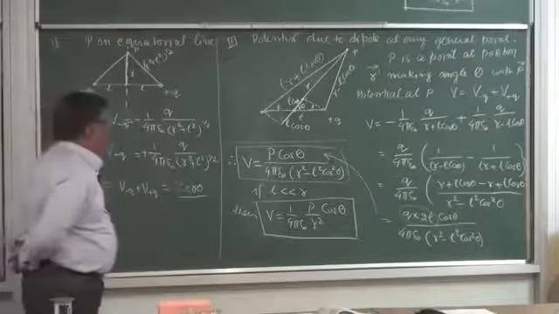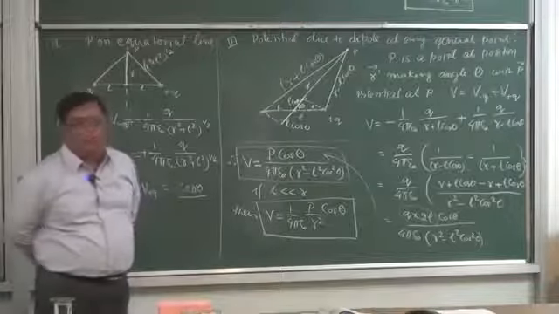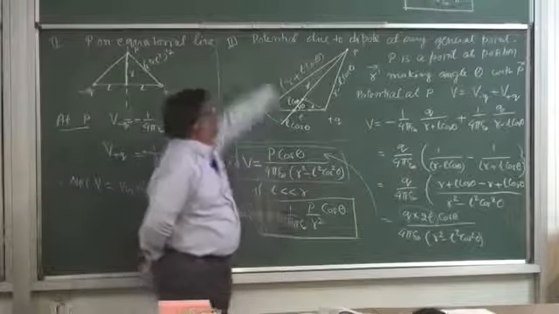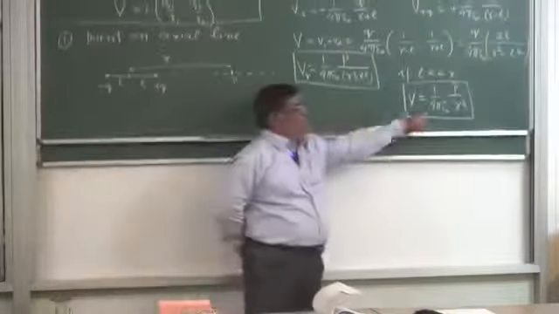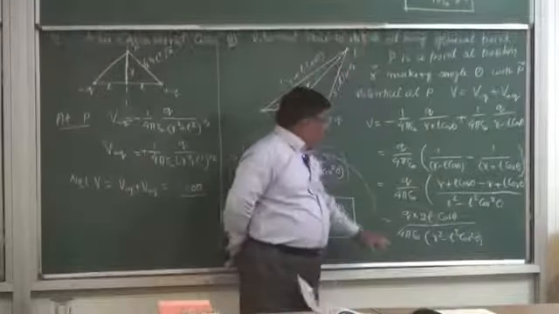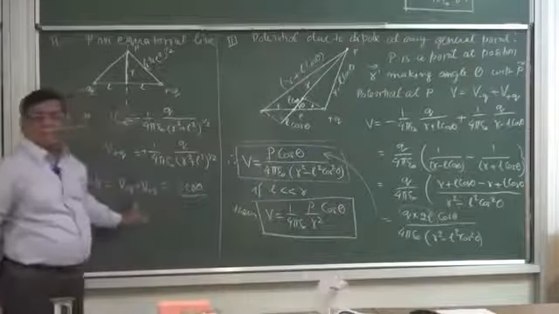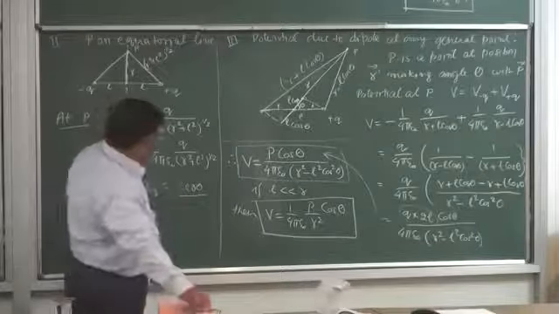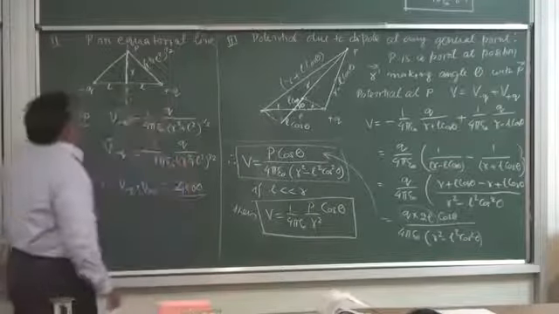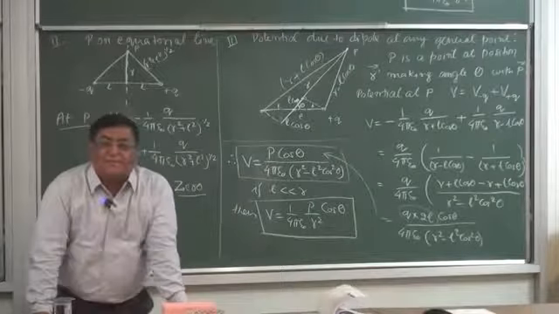Now we can check this on the coaxial line. What will be theta? 0. So cos theta is 1, and V is 1 upon 4 pi epsilon naught, P upon R square. This is the coaxial line. On the equatorial line, theta is equal to 90, so cos 90 is 0 and the whole thing becomes 0. Right? So this is the general formula. What we have done is find the potential due to a distribution known as a dipole.